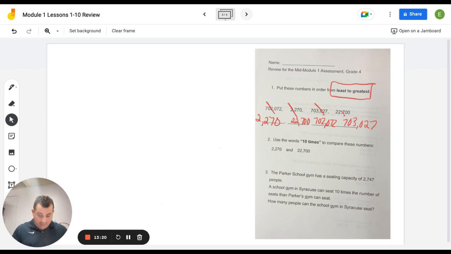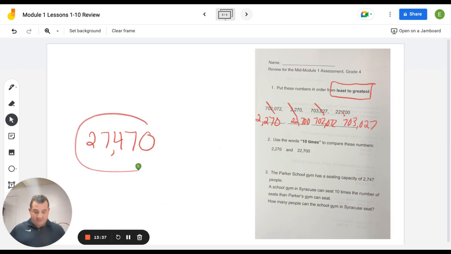So if the capacity of the Parker School is 2,747 and the Syracuse gym is 10 times as much, when you times it by 10, just add a 0. That's it. And put your comma in. 27,470. It is 10 times as much. I could pull up the place value chart, but I just want you to know 10 times as much, add a 0. That's it. Okay.